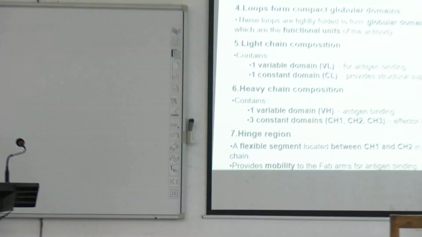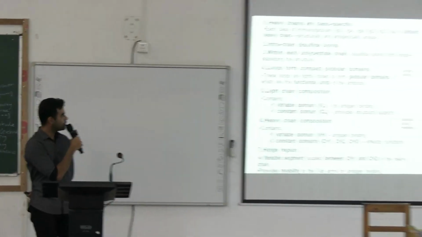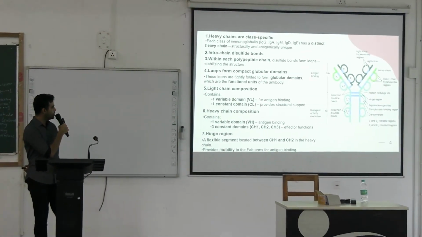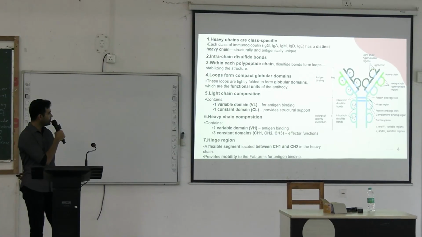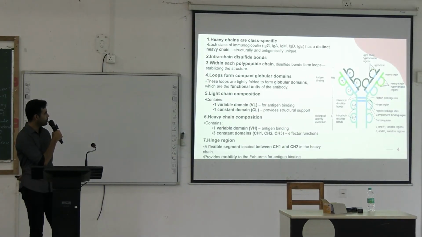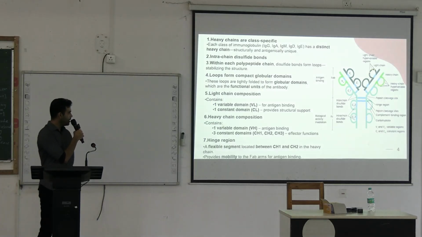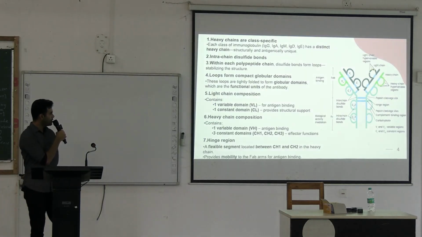Intrachain disulfide bonds: within each polypeptide chain, disulfide bonds form loops, stabilizing the structure. Loops form compact globular domains. These loops are tightly folded to form globular domains, which are the functional units of the antibody. Light chain composition contains 1 variable domain VL for antigen binding and 1 constant domain CL providing structural support.